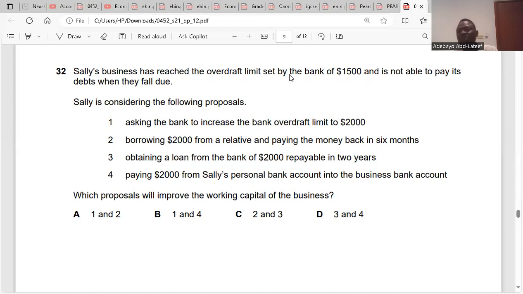Then three, obtaining a loan from the bank for 2,000 repayable in 2 years. That's the long-term loan. That gives you the breathing room to add more capital and make more profit. Then you can split that amount over the years to pay, so it gives you more opportunity to use capital to do other things instead of paying debts. And four, the last one, paying 2,000 from Sally's bank, taking money from your personal account. Those are the 2 options you have when you're having short-term liabilities and you don't have cash flow. Is it clear? Yes. So the answer is 3 and 4, which is D.